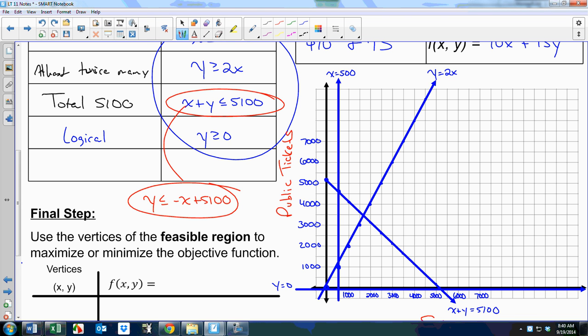All right, so we're shading to the right of 500. To the right of 500, we're shading above y equals 2x. That's got us down to two options. Right of 500, above 2x, our answer is either in here or it's in here. Either bounded or unbounded. The next line, y is less than or equal to negative x plus 5100, says shade below, so we're in the triangle.